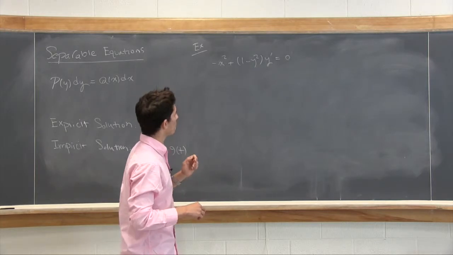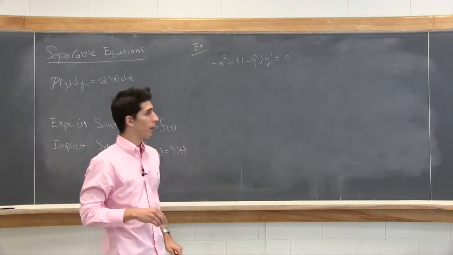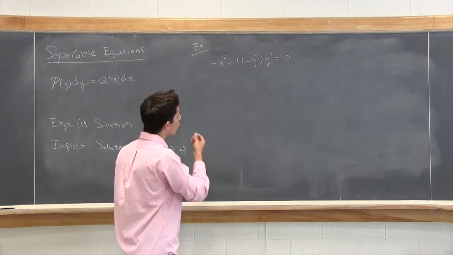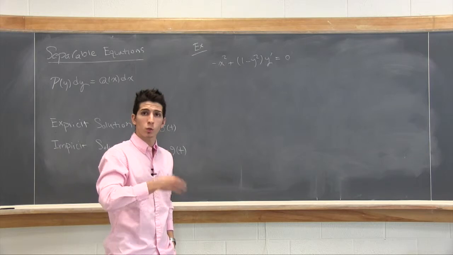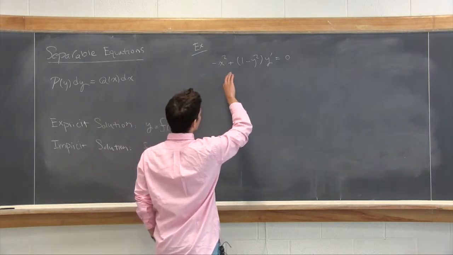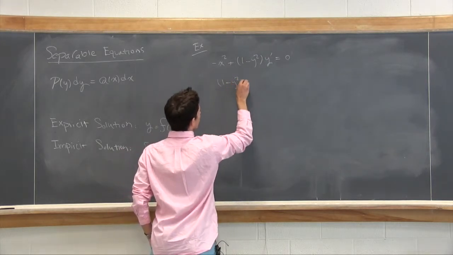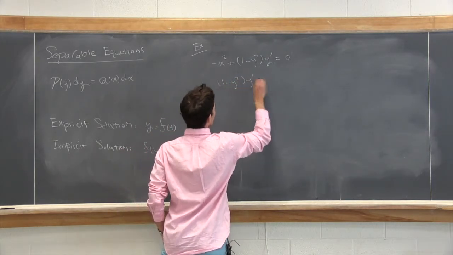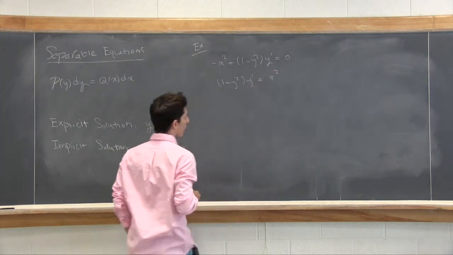Here we have minus x squared plus 1 minus y squared, all times y prime, equaling 0. This doesn't look separable at first, but we've got to do some algebra to make it look separable. So what I'm going to do is move the x squared to the other side. I'm going to have 1 minus y squared times y prime equals x squared.